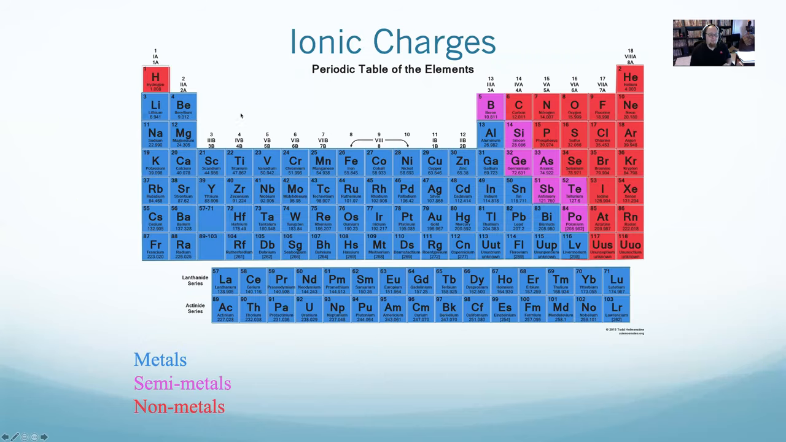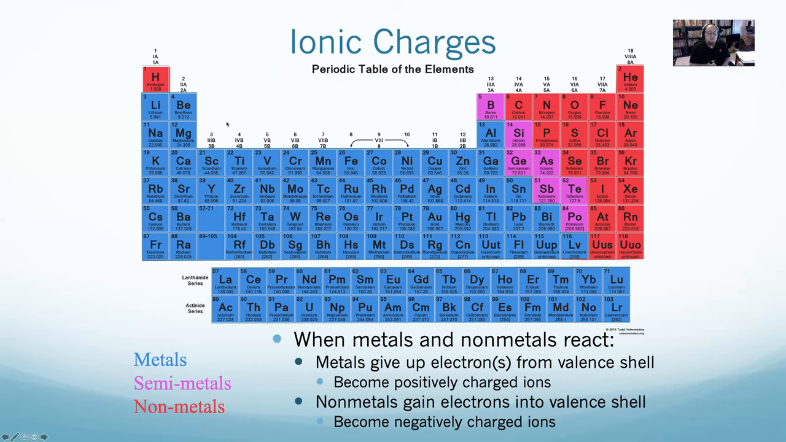Now, what's going to happen is metals will always give away electrons. Metals will give away their valence shell, basically. A metal will see how many valence electrons it has and just dump them all. Sodium has one valence electron, so it's going to dump one electron.